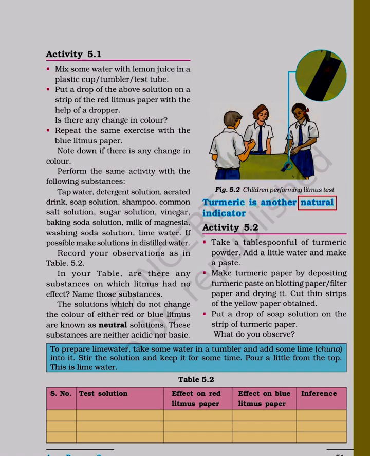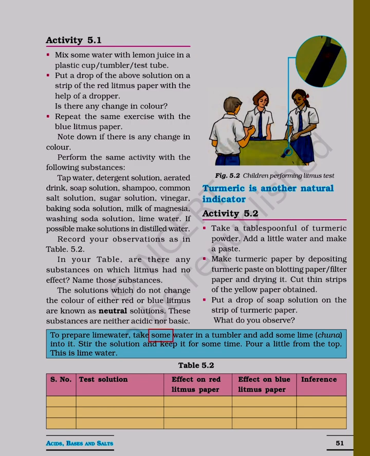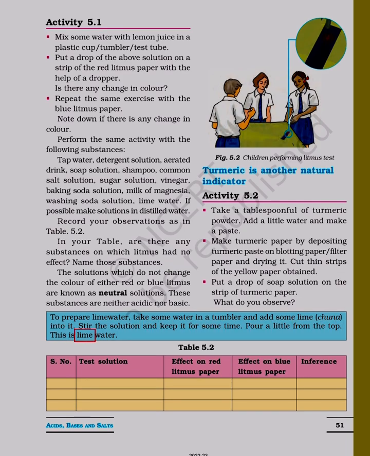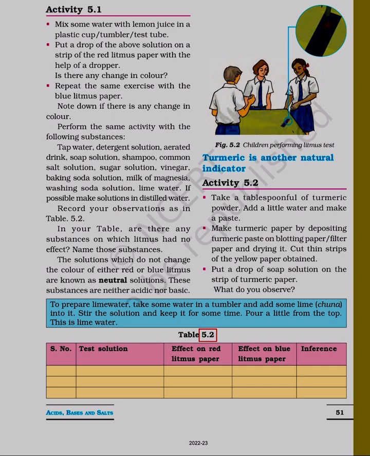Turmeric is another natural indicator. Activity 5.2. Take a tablespoonful of turmeric powder, add a little water and make a paste. Make turmeric paper by depositing turmeric paste on blotting paper or filter paper and drying it. Cut thin strips of the yellow paper obtained. Put a drop of soap solution on the strip of turmeric paper. What do you observe? To prepare lime water, take some water in a tumbler and add some lime into it, stir the solution and keep it for some time, pour a little from the top. This is lime water.